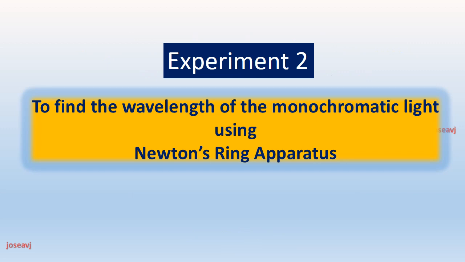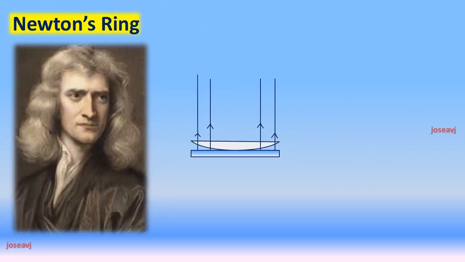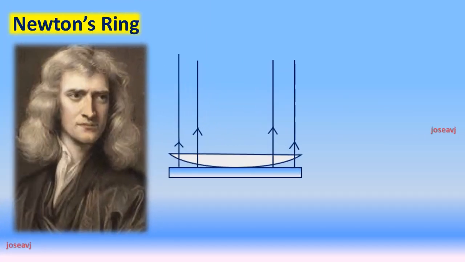Experiment 2. To find the wavelength of monochromatic light using Newton's ring apparatus. The phenomenon of Newton's ring is named after Isaac Newton. It is an interference pattern caused by reflection of light between two surfaces, a spherical surface and a flat surface.